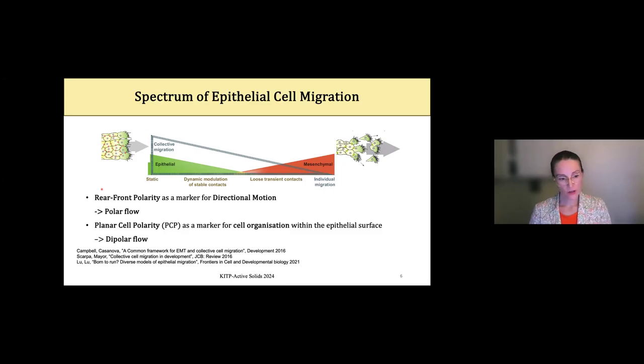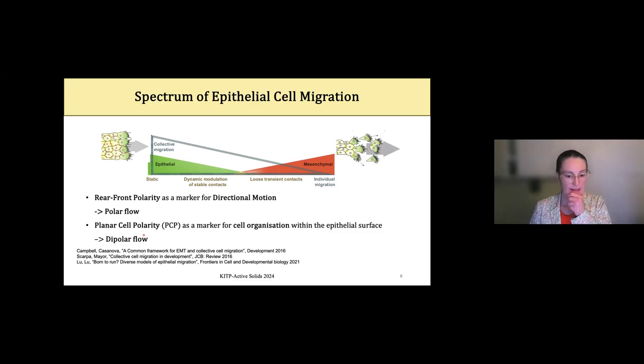But then there is the other type, the planar cell polarity, that I think is a little more subtle. It is a marker of cell organization within the epithelial cell, but it can also generate tissue flow. And what I'm going to show is that the type of flow that it generates is dipolar. Okay, so stay with me for a second and you're going to find out why this is dipolar.